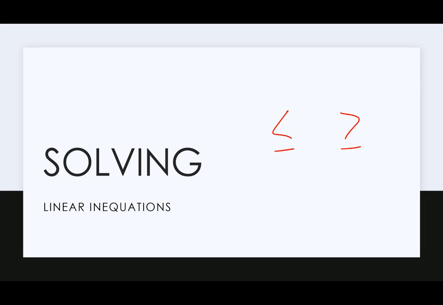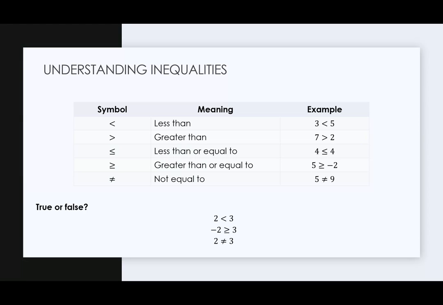And it means that there's one extra step that we need to follow whenever we multiply or divide by a negative value. So let's look at how inequalities work to begin with. What I'd like you to do is pause the video just to have a look at this table and read what's going on. Here we're talking about the different symbols that could be used for inequalities, what their meaning is, and some examples. So pause the video now and have a look at what that is, and then we'll get to the true or false questions next.